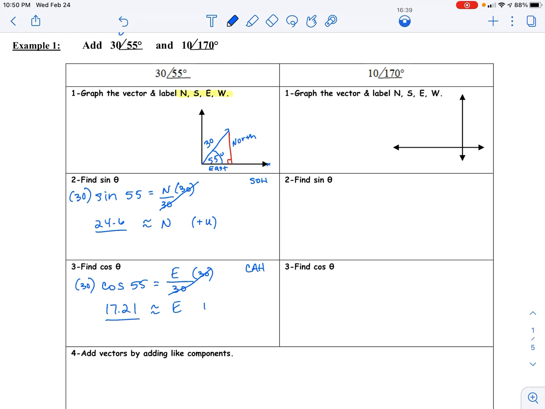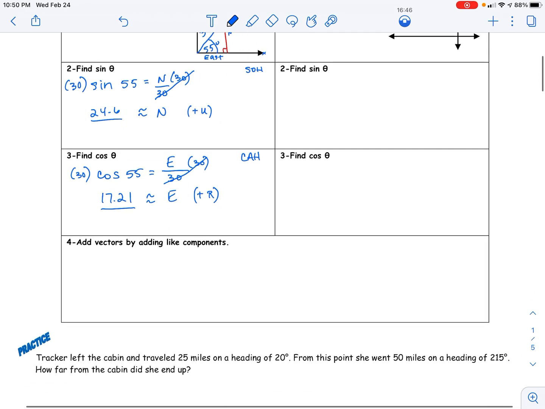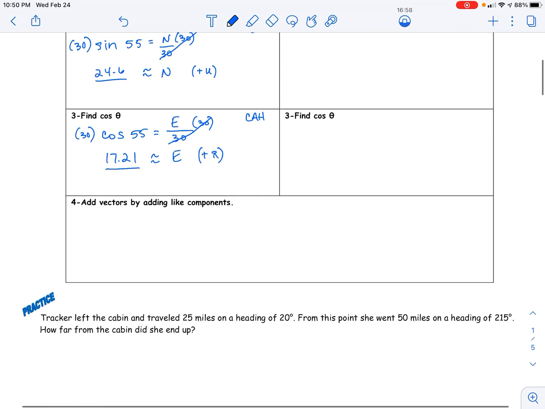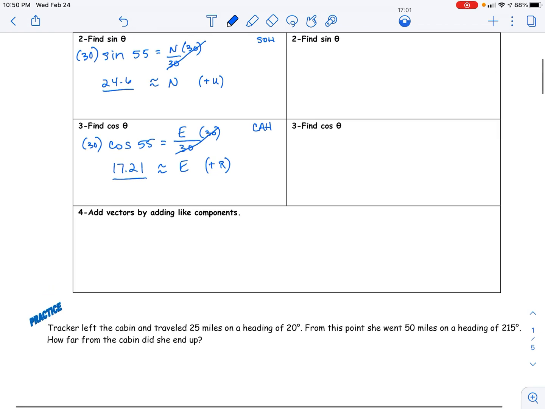Okay, and this is also in a positive direction to the right, so we're just going to put that in parentheses here. Okay, the bottom step down here, number 4, we're going to be adding these vectors together by adding those like components, but we can go ahead and write the first rectangular form from this first part of our problem. So let's go ahead and do that. We like to write the right side first, so we'll have 17.21 right plus 24.6 up.